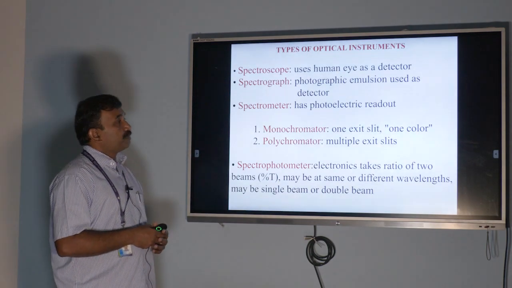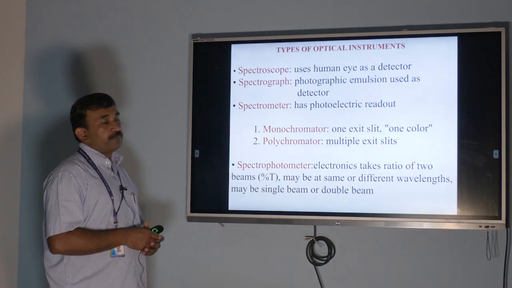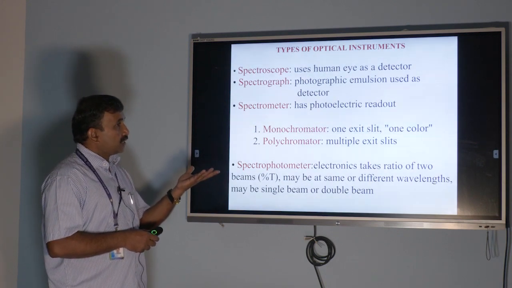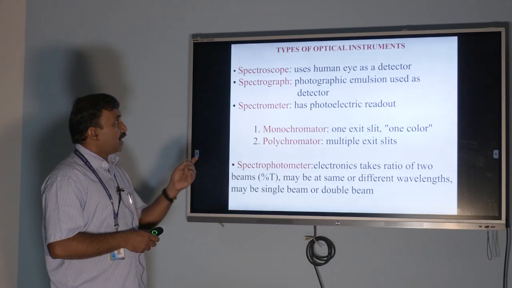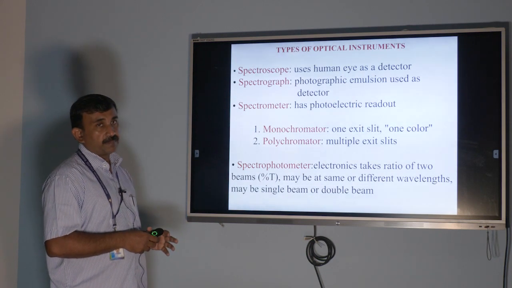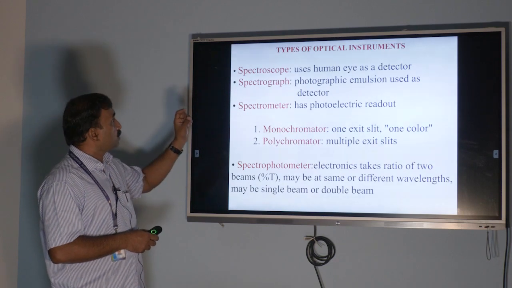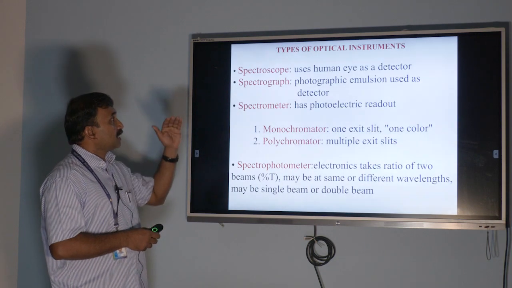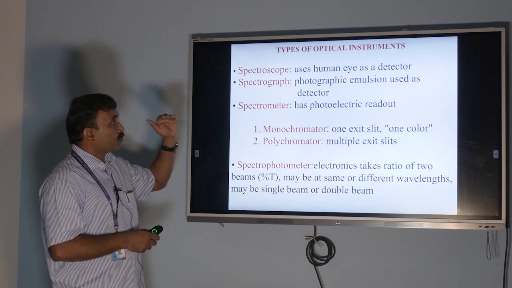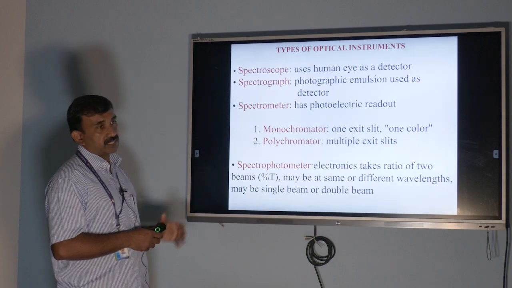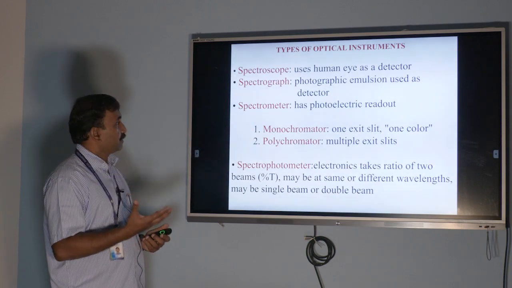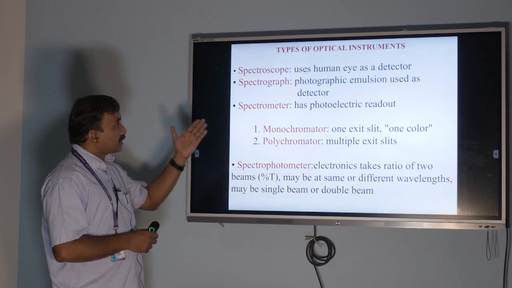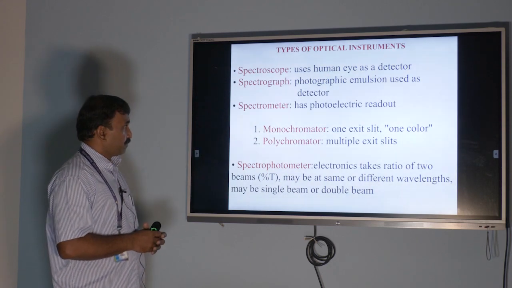Coming to the types of optical instruments, a spectroscope is an instrument that shows the spectrum, and the detector is the human eye. With the naked eye, we can observe the spectrum through a spectroscope. A spectrograph uses photographic emulsion or photographic film as the detector, so we will get an image on the photographic film. A spectrometer has a photoelectric readout.